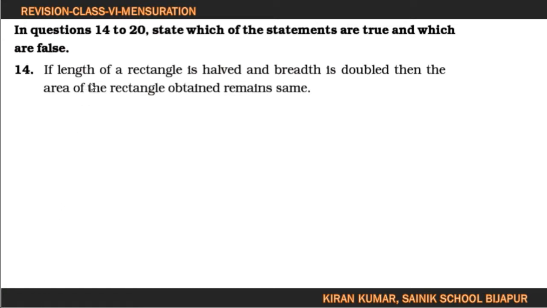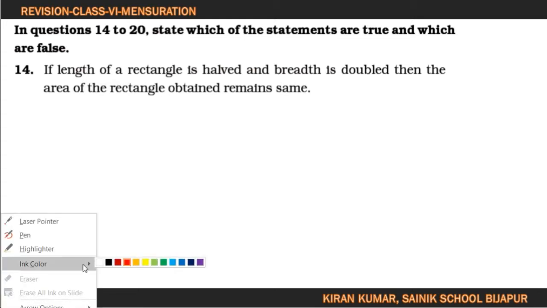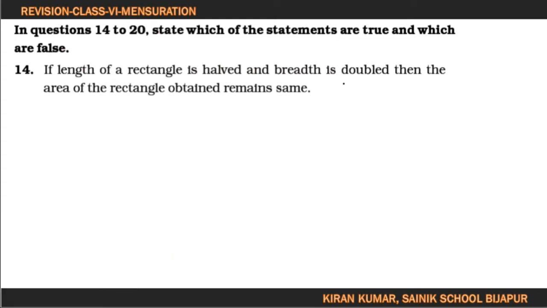If the length of a rectangle is halved and breadth is doubled, then area of rectangle obtained will remain same. Suppose I consider the length to be L and the breadth to be B, what will be the area of this particular rectangle? Area will be L into B.